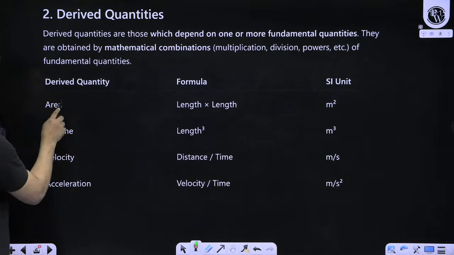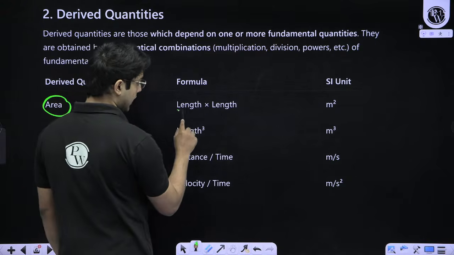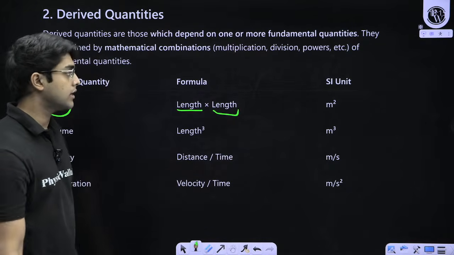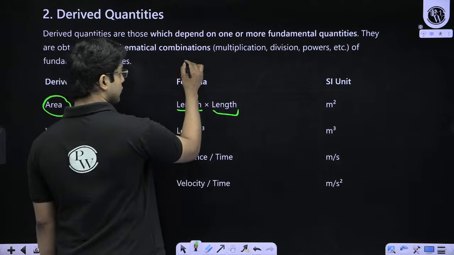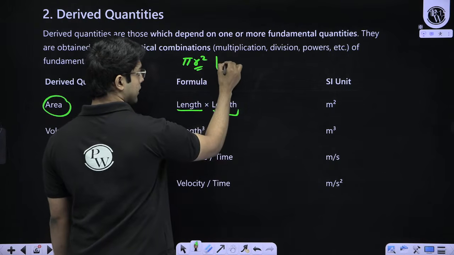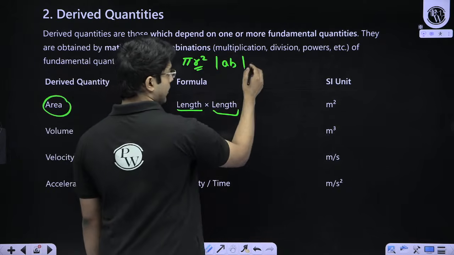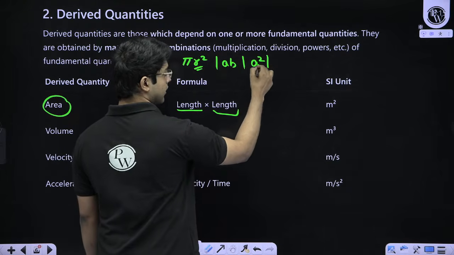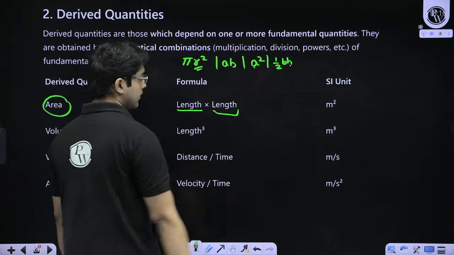Okay, area is another derived quantity, right? So it's a length measurement into a length measurement. Okay, you can take any formula you learnt in class 11th, it will have two length multiplications, right? So area of a circle, it was pi r square. So here it is r into r. Area of a rectangle was a into b. Two length measurements, two length multiplications. What else? Area of a square is a square. Area of a triangle is half bh. In all these, it is a length multiplied by another length, right?